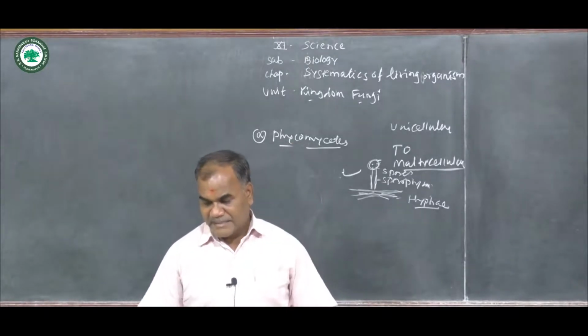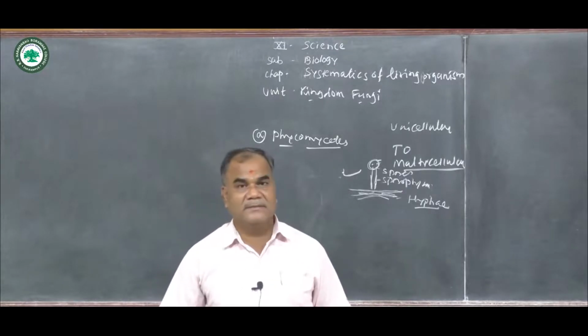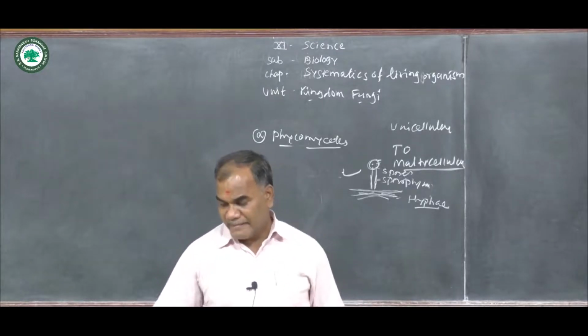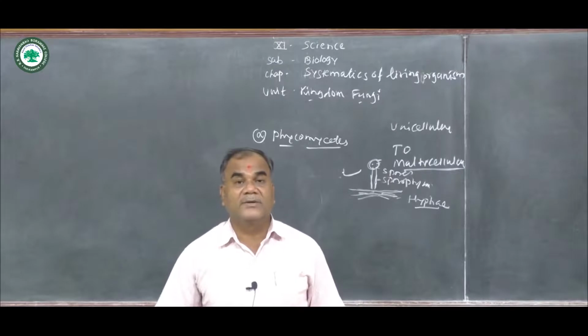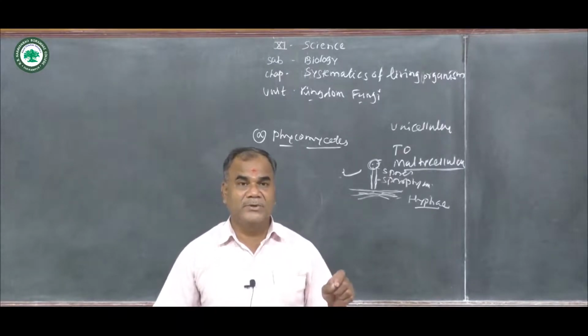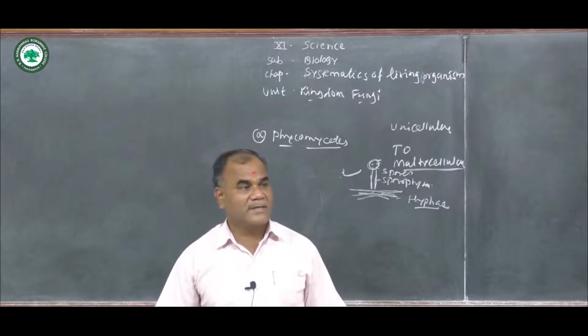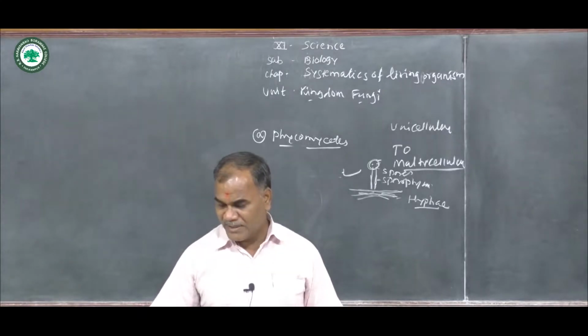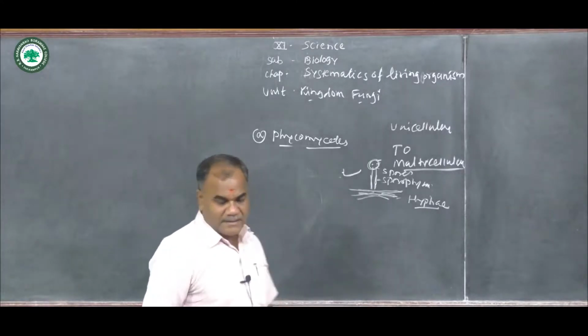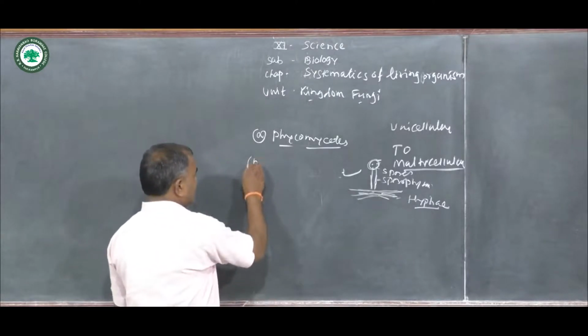Another example is Albugo. These are disease-causing parasites that grow on mustard. Albugo disease can be caused to mustard. This disease is caused by Albugo. These are also fungi. Then the second type is the Ascomycetes.